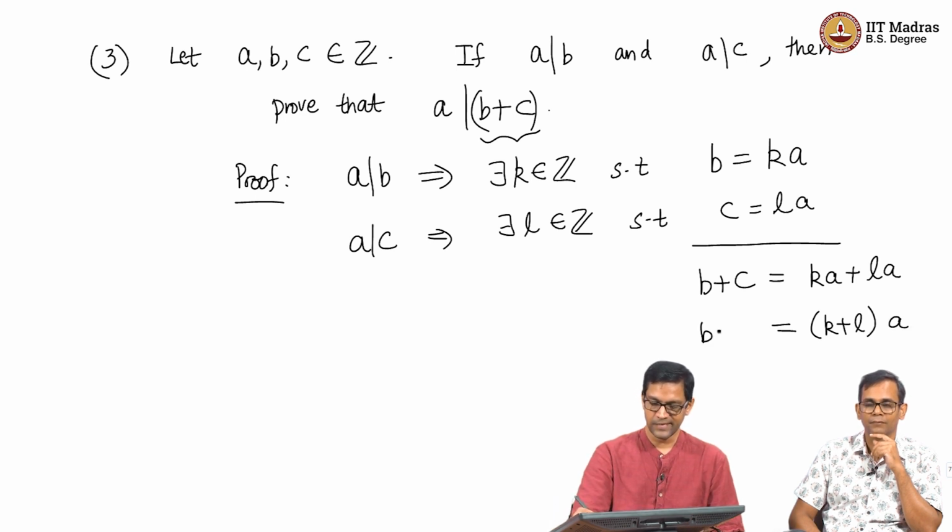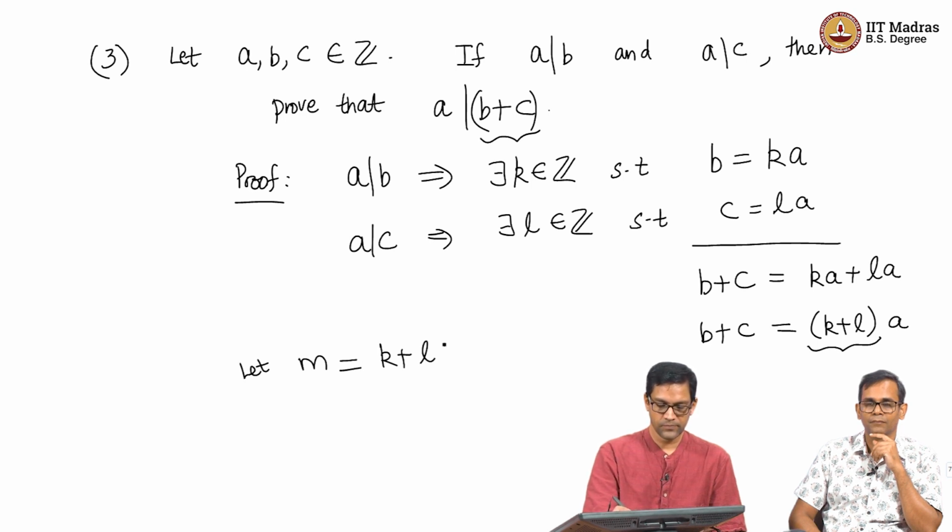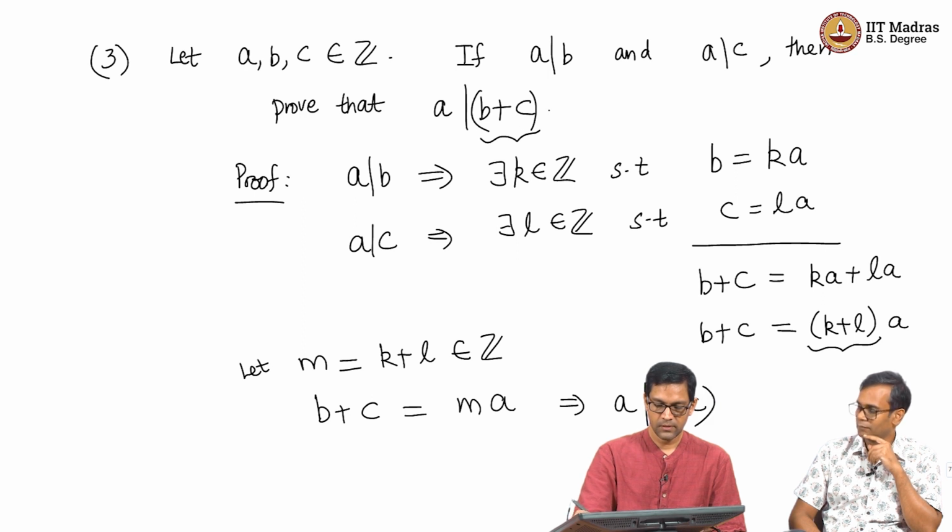And that's exactly the kind of thing we need, because now if K and L are integers, then K plus L is again some other integer. So let's call that M. Let M denote the sum of K and L. That's an integer. And what we have just proved is that B plus C can be written as M times A. So that means that A divides B plus C. Okay, so that is the proof.